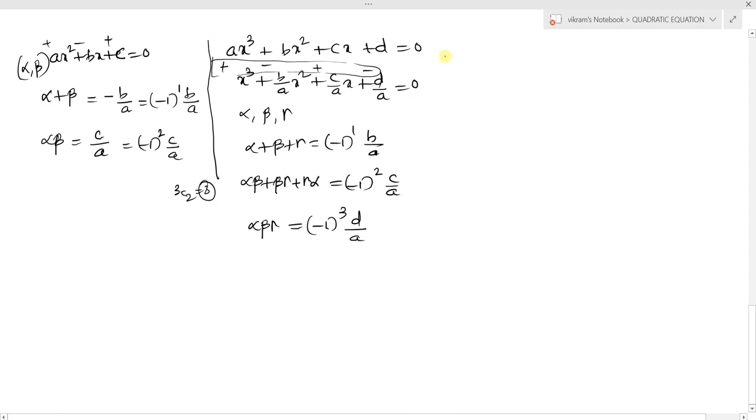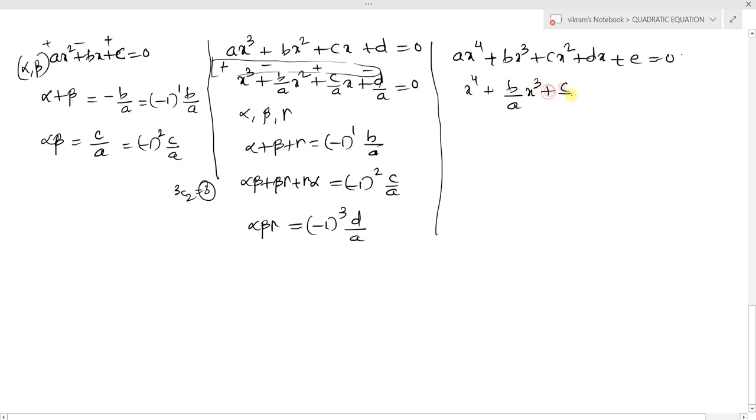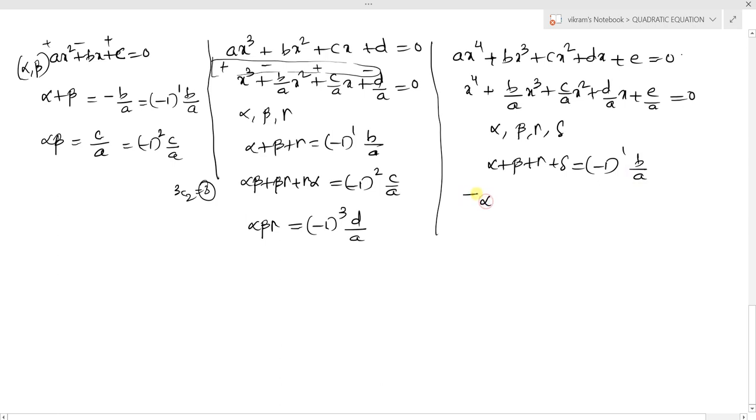Now if we take the biquadratic equation, what is it? Ax power 4 plus bx cube plus cx square plus dx plus e equals to 0. Then we can write it in the monic polynomial manner as x power 4 plus b by a x cube plus c by a x square plus d by a x plus e by a equals to 0. Let it have the roots alpha, beta, gamma, delta. Then the sum of the roots taken individually, alpha plus beta plus gamma plus delta, is minus 1 power 1 into b by a. Next, two roots, sum of alpha, beta.